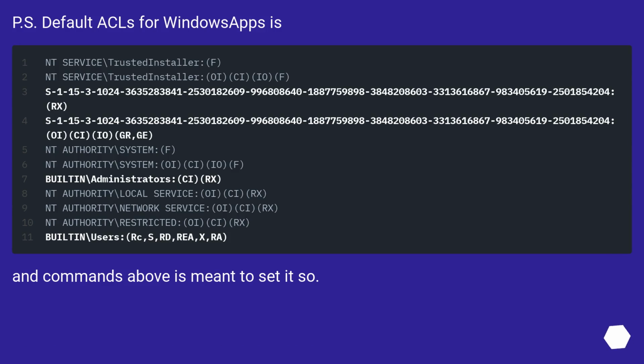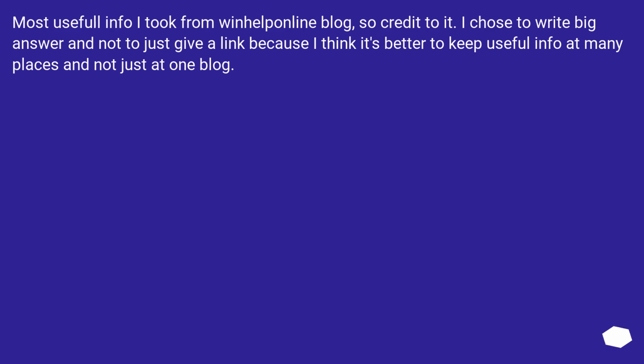PS: the default ACL for WindowsApps is this, and the commands above are meant to set it so. Most useful info I took from the WinHelp online blog, so credit to it. I chose to write a big answer and not just give a link because I think it's better to keep useful info in many places and not just at one blog.